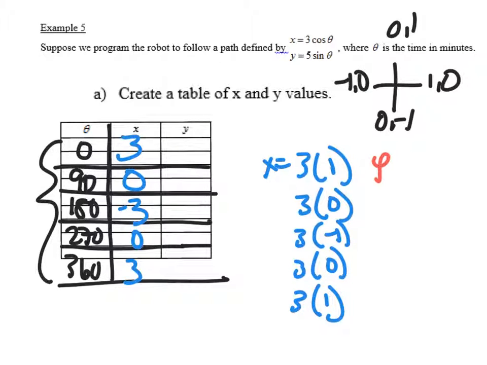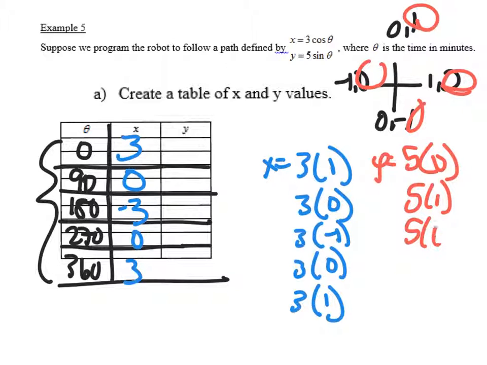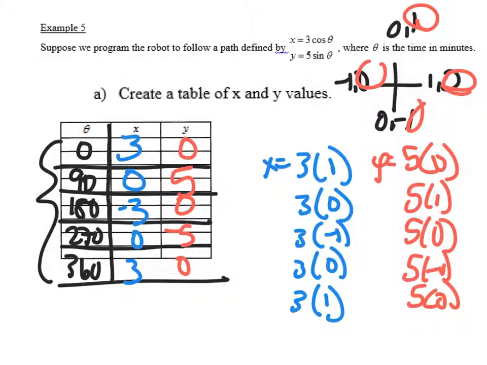Then if I do my y, you're doing 5 times my sines. These are all my sines. 0, 5 times 1, 5 times 0, 5 times negative 1, back to 0. So that's going to give us 0, 5, 0, negative 5, 0. So we're going to go graph these on the next screen, indicating orientation.